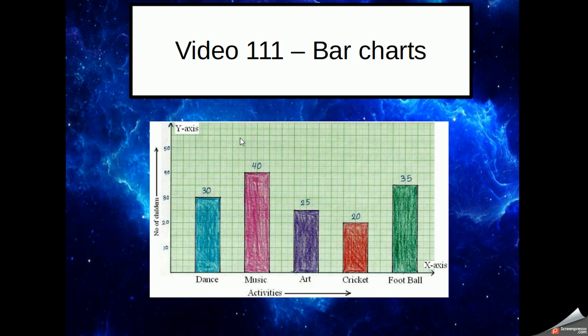This is a good example. We've got the y-axis and the x-axis. Hope by now you know which one is which. The y is vertical, the x is horizontal. We don't usually label them as the y-axis and the x-axis, but we do need to label what the different axes represent. So in this case, the x-axis represents activities and the y-axis represents the number of children.